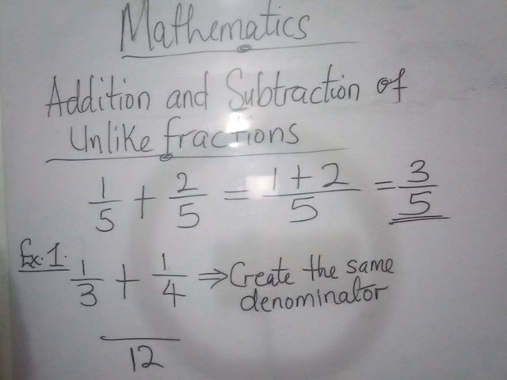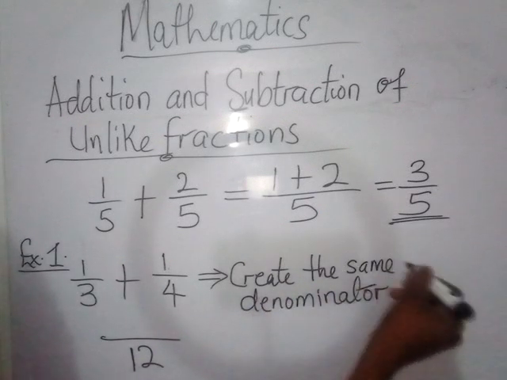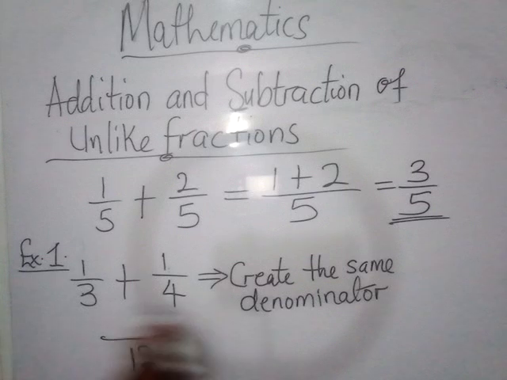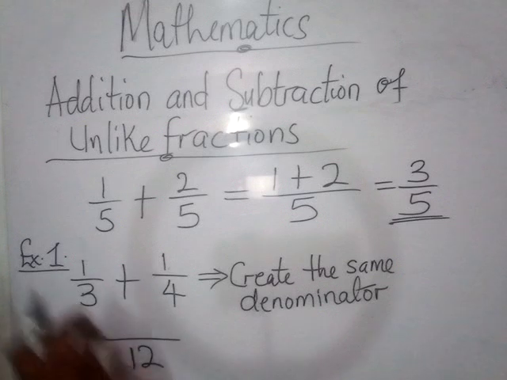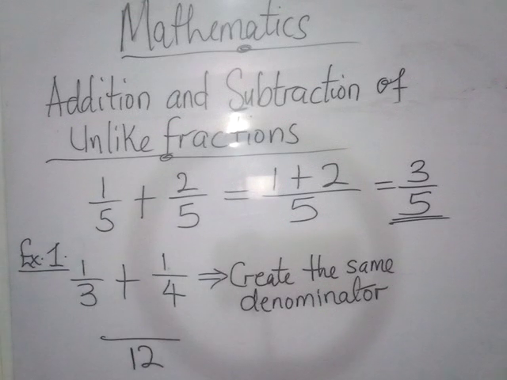Let me state this quickly: the LCM you got is now going to become your new denominator. Remember we said that what we are trying to do is create the same denominator for the two fractions. That's what led us to look for the LCM, to make sure we get the same denominator. Because once you have the same denominators, it becomes easy to add or subtract the fractions. So 12 will now become the denominator of the two fractions.